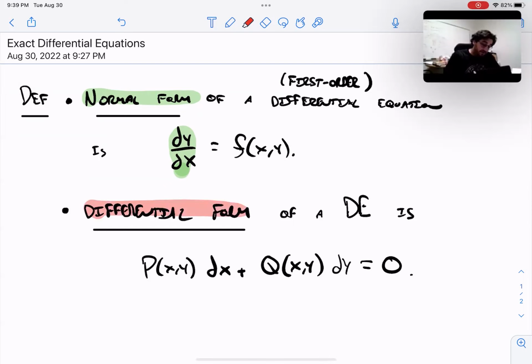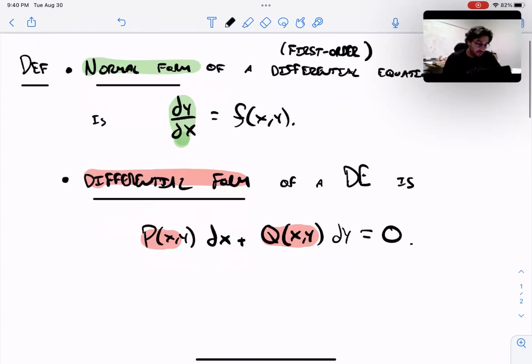You could do what's called differential form. This is where you could imagine doing a little bit of algebra on the normal form, multiply over the dx, maybe subtract the resulting expression off to the other side, and you could get something that looks like this: some function times dx plus some function times dy equals 0. So this is called differential form instead of normal form.